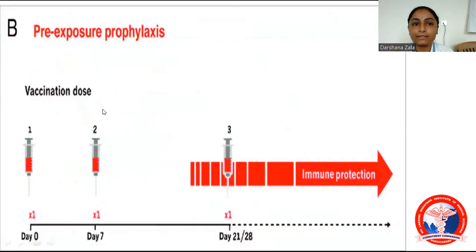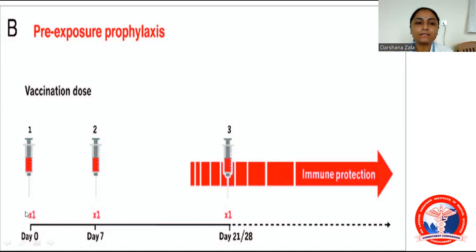Now, pre-exposure prophylaxis. It is given to a high-risk group. Who are the high-risk group for rabies? Laboratory workers, veterinary doctors, animal handlers, and hunters. All of these are at high risk of exposure to the infection, and we give pre-exposure prophylaxis intramuscularly only, same as the Zagreb and SN regimens.